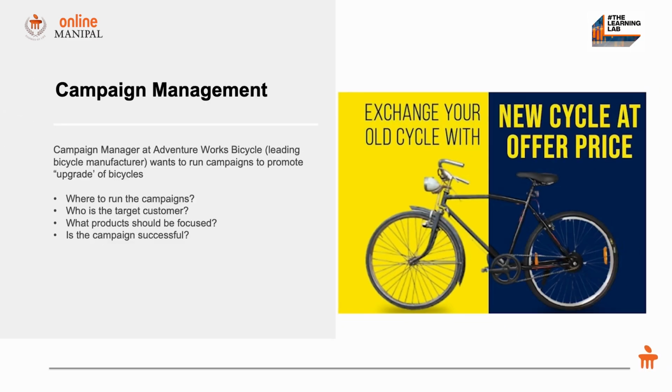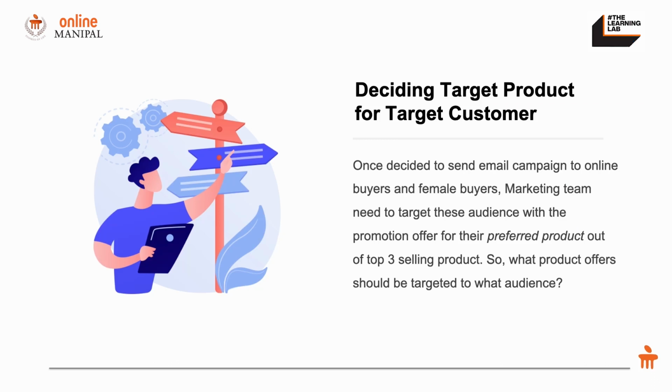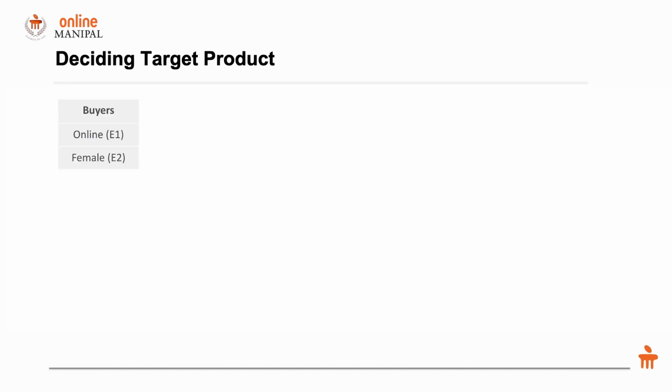We want to focus upon what products should be the target of our campaign, and how do we monitor if the campaign is successful or not, or does it require any kind of changes. Let's look at it step by step. Number one, now that we've decided to send email campaigns to our online and female buyers, the marketing team wants to know, out of the top 3 selling products, which of the ones should be focused upon for this particular campaign. We'll see how we can solve this problem using probability.